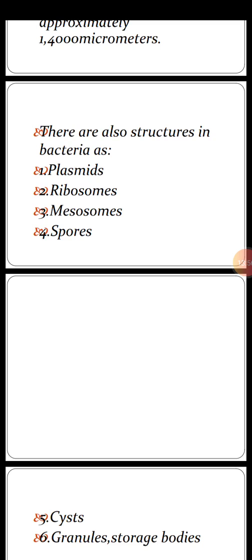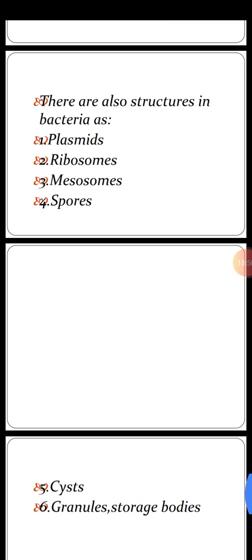Next, there are some extensions which come out from the cell membrane. They are called mesosomes. The cell membrane invaginates, folding inward into the cytoplasm, and forms a structure called mesosomes. They are involved in making copies of DNA, called DNA replication, and in cell division. And some mesosomes are involved in the export of enzymes, exocellular enzymes. Enzymes involved in respiration are also present on mesosomes.